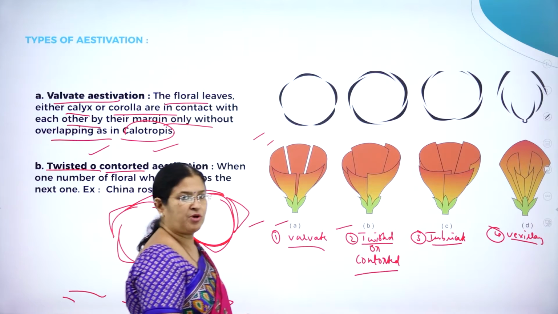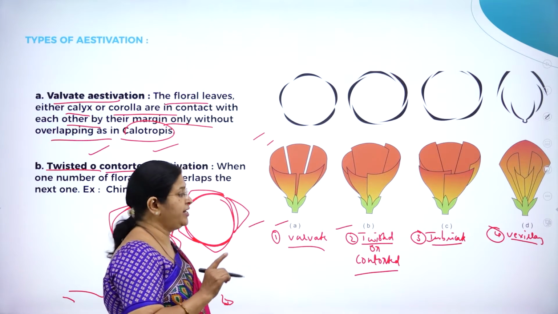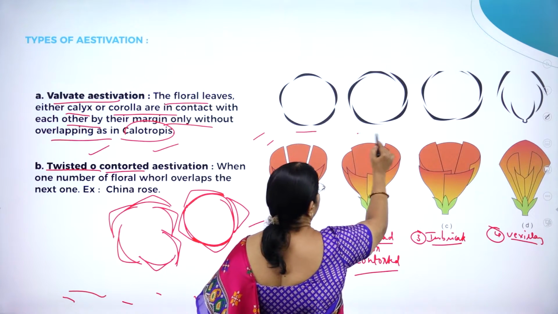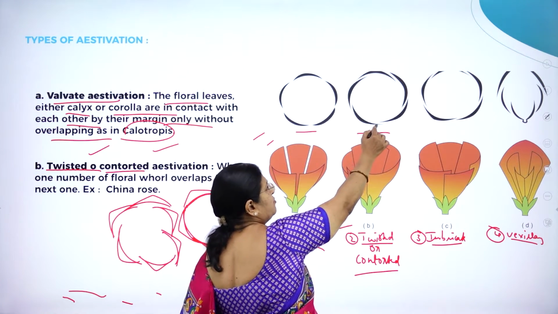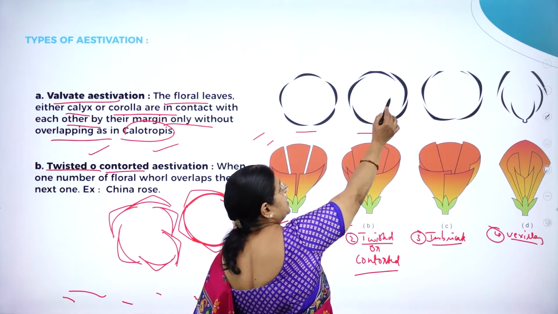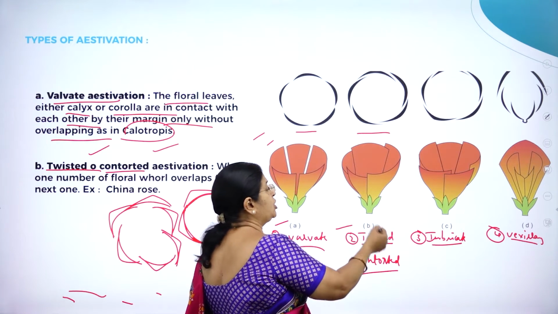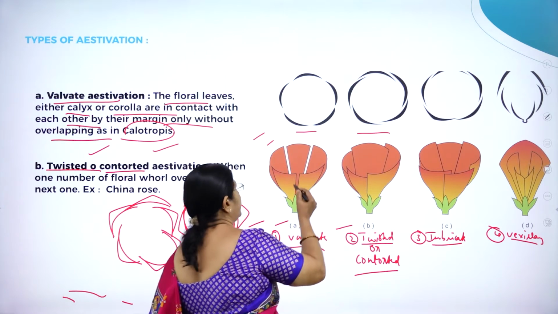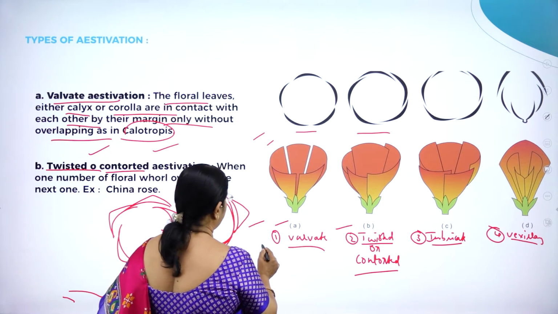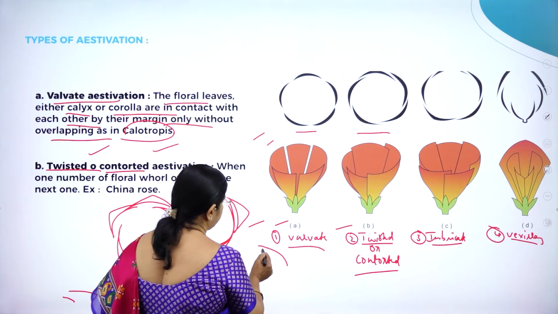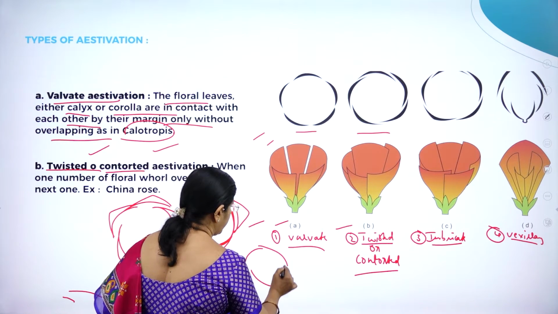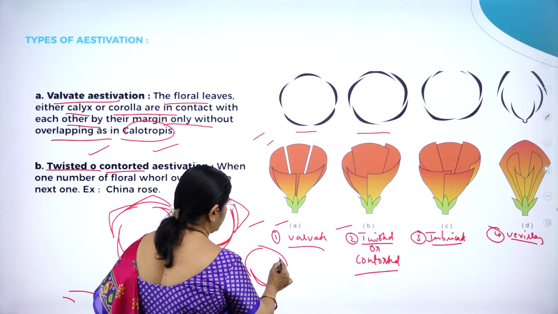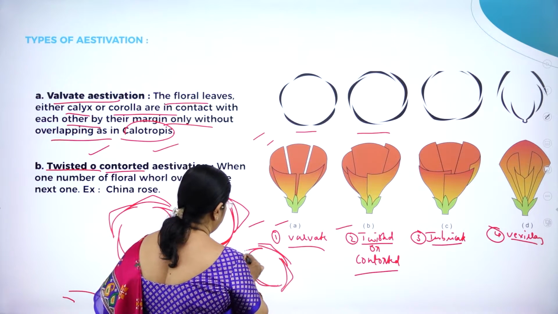This is also called contorted estivation. Can you make out the difference between this diagram and this diagram? Here you can see one margin is inside, one margin is outside, so it is like a twisted form. Like this you can see. So this is called twisted estivation.